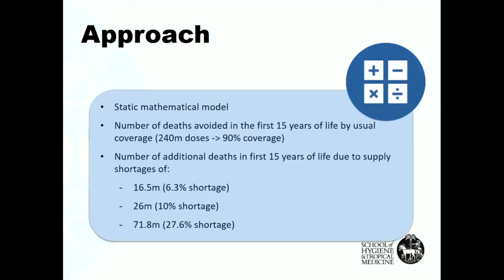We also wanted to estimate the number of additional deaths in the first 15 years of life per cohort affected due to these supply shortages. So at the end of 2015, 16.5 million doses were estimated, but actually earlier in 2015, it had been anticipated there would be a 71.8 million supply shortfall, but due to mitigation measures, they managed to avoid the majority of this and ended up with only 16.5 million, so we can estimate the number of deaths averted by those mitigation measures.